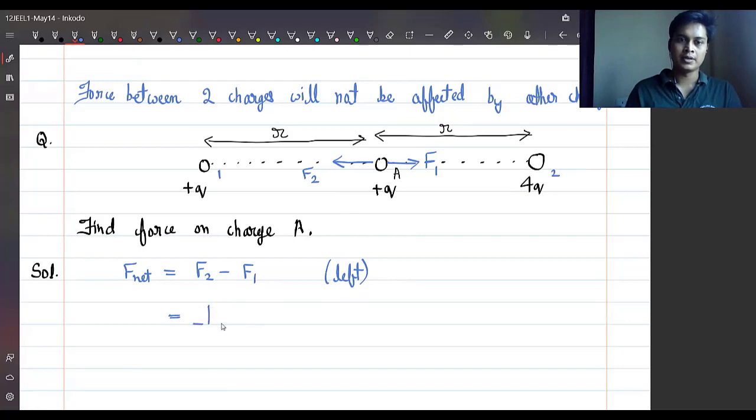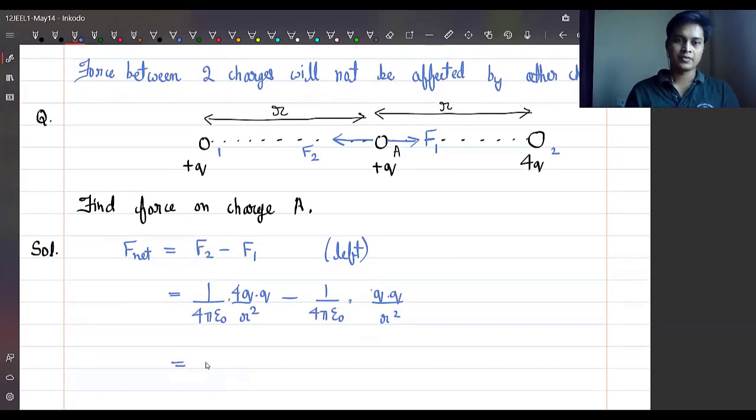Value of F2 will be 1 by 4 pi epsilon naught, 4q over r square, and here it will be 1 by 4 pi epsilon naught. The charge is q, so there should be 4q into q, and here F1, that is force on charge q due to this charge, will be just q into q over r square. If we calculate this, we get the net force as q square by 4 pi epsilon naught r square, and 4 minus 1, that will be 3 times. This is the net force on this charge q, on this charge A.